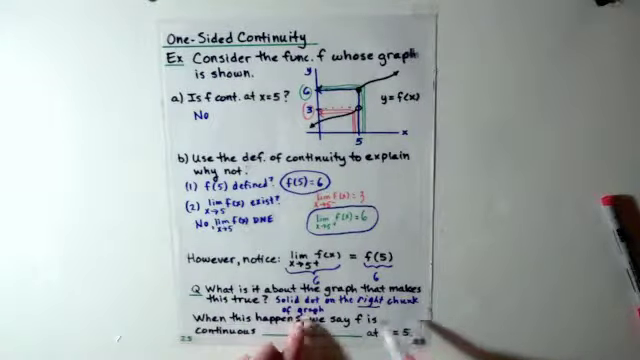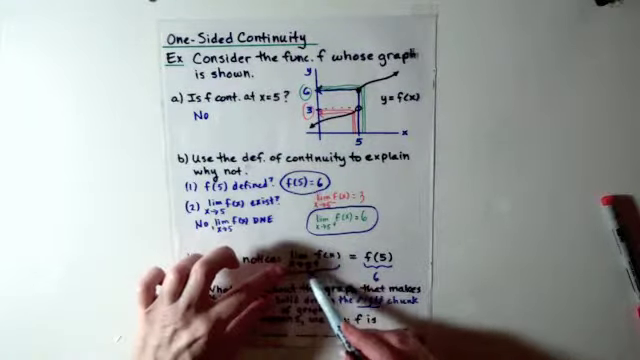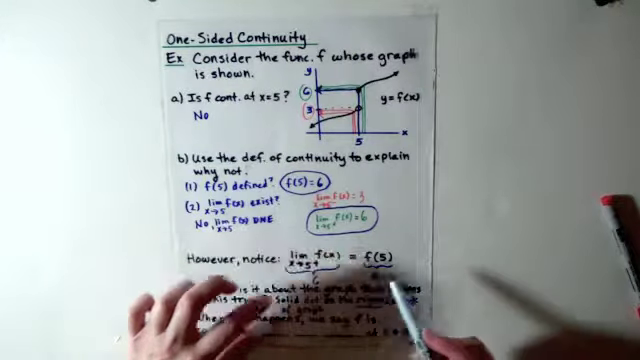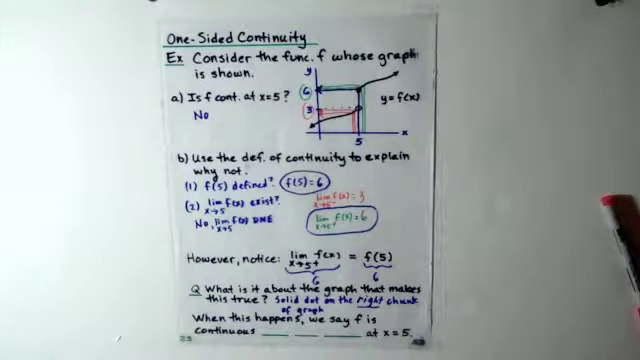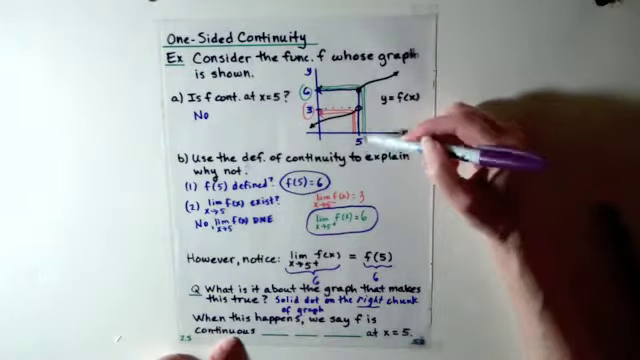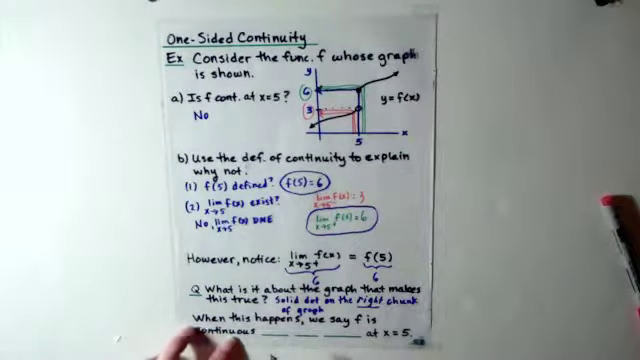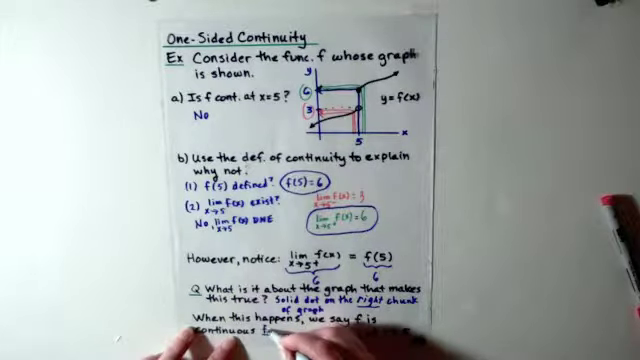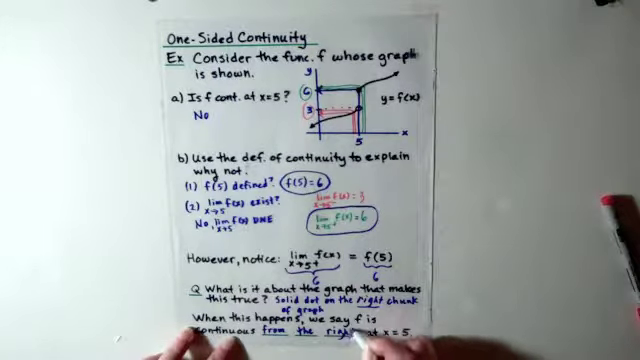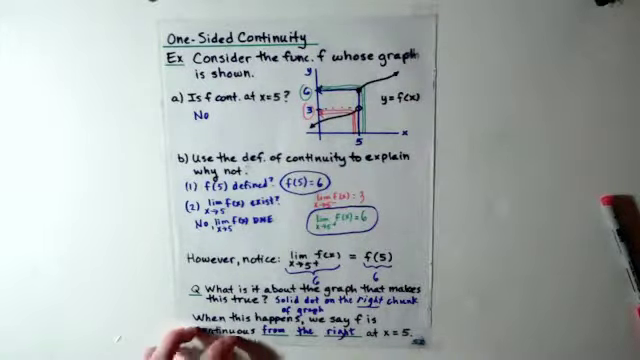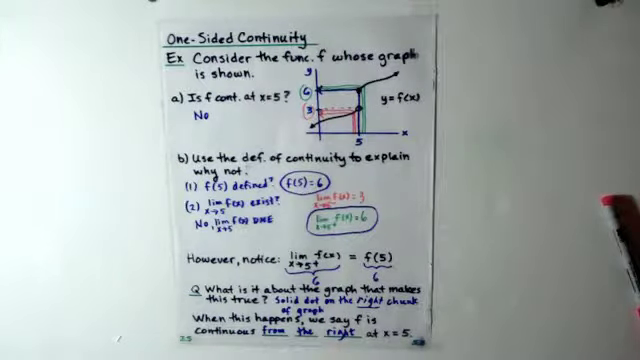And because it's on the right chunk of graph, that means the limit as x approaches 5 from the right is going to agree with the value of the function at 5. When this happens, we say that f is continuous. Well, we know it's discontinuous at 5, but when this happens, we say that f is continuous from the right at x equal 5. So it's not continuous at 5, but it is continuous from the right at x equal 5.